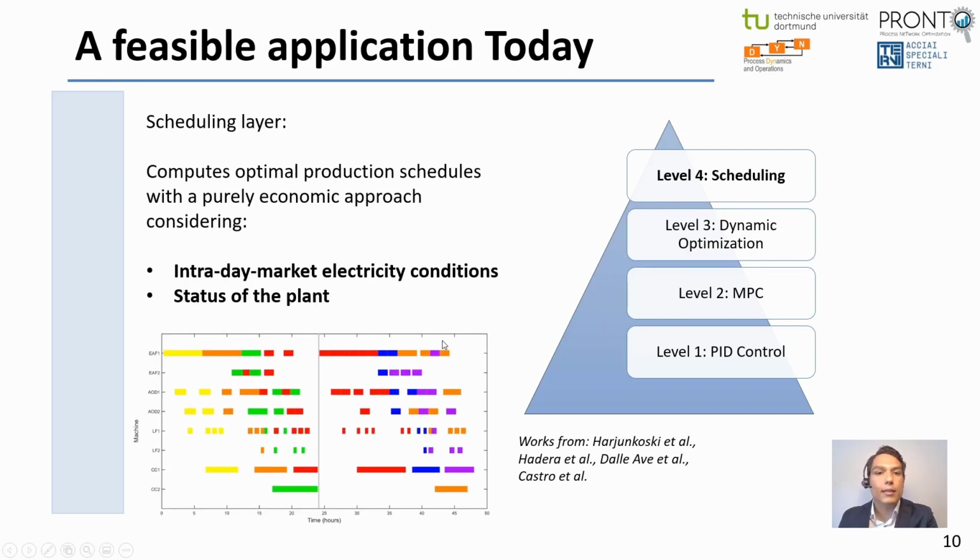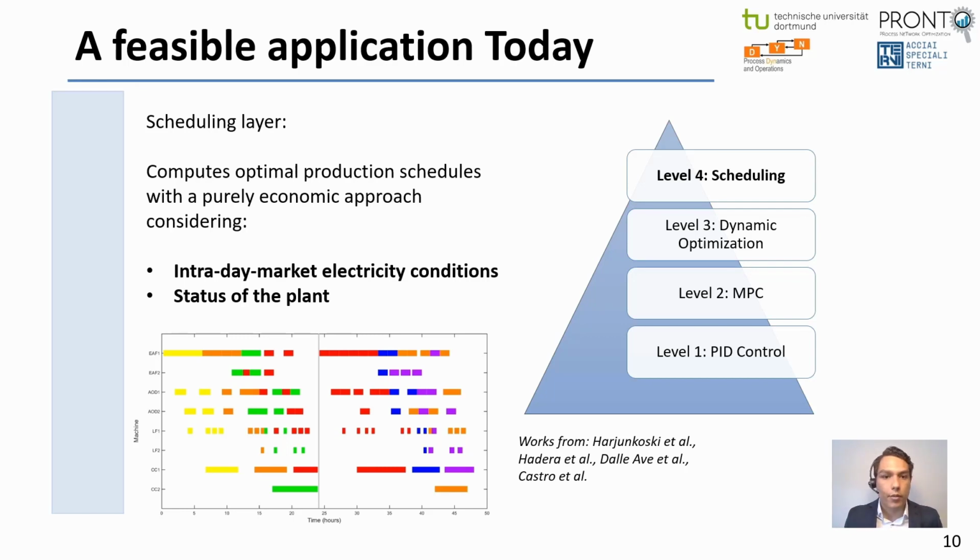In more detail, this is how we envision the unified optimization framework. In the scheduling layer, optimal schedules are computed from a purely economical point of view, considering intraday market conditions as well as the status of the plant. This allows us to take advantage of possible economic returns that come from playing into the energy market, as well as decentralizing the energy consumption from the furnace and playing around with other elements in the plant itself.